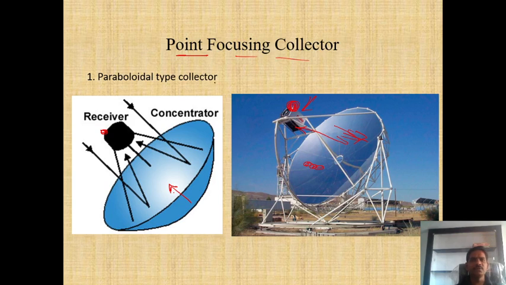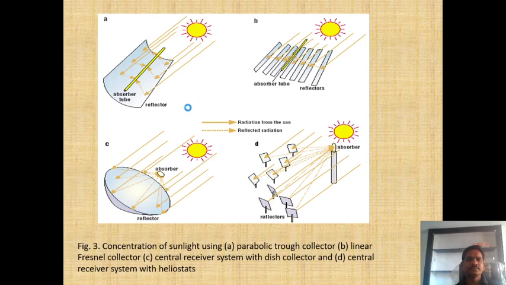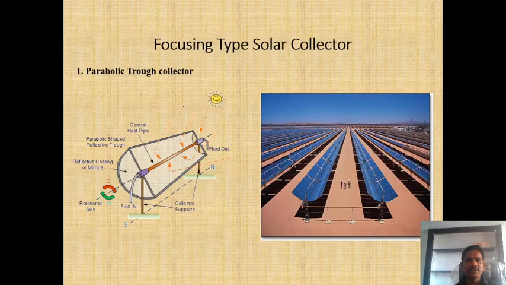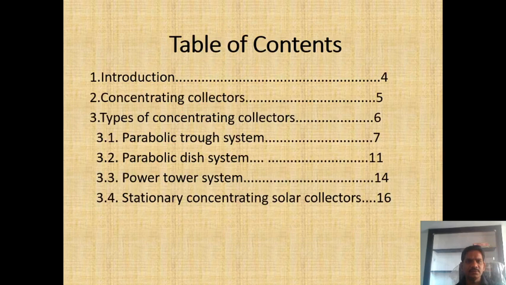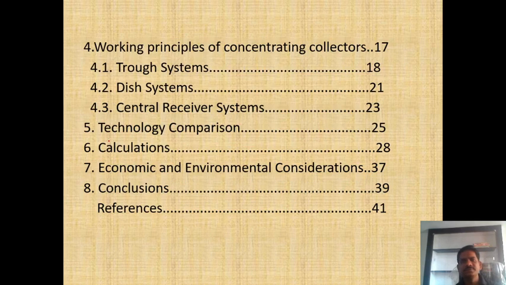Okay, so this is the explanation about the parabolic type of collectors. Here is also a number of diagrams. This one, C number, this one is the parabolic dish, this is the dish, and this is the receiver, nothing but the absorber. Now another discussion in our part is the parabolic trough system. This first one is completed. Now we have to discuss the parabolic trough. These are the types of concentrating collectors: parabolic trough, parabolic dish, power tower, and stationary. So we now discuss the parabolic trough.